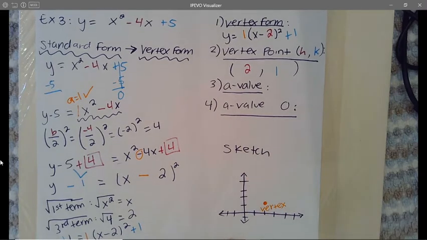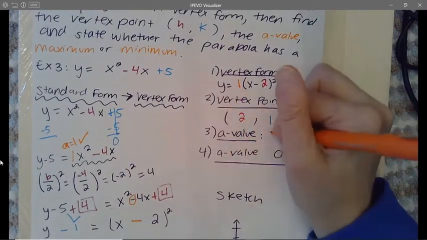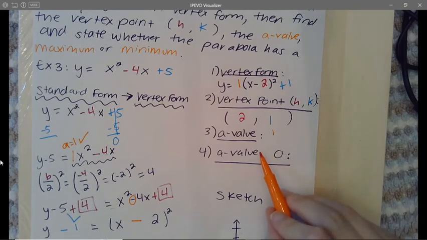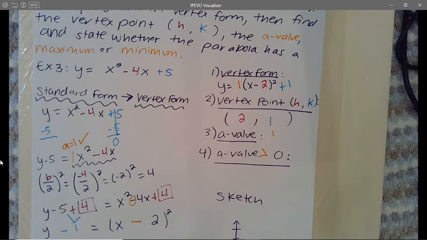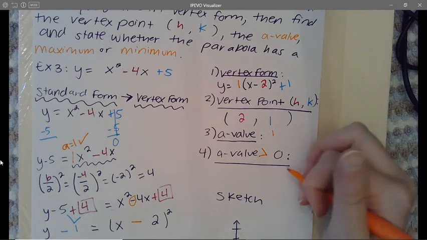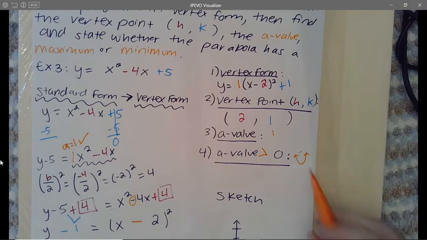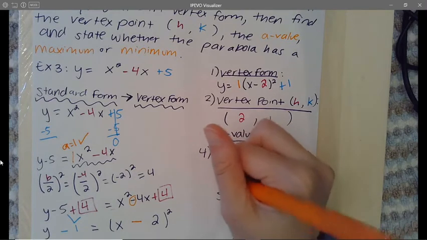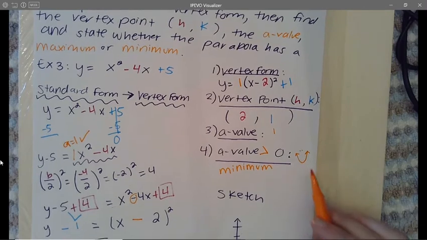All right, and then the a value tells me which way my parabola is going to face. So my a value is a 1. And is 1 greater than 0 or less than 0? Is it positive or negative? Well, 1 is positive, which means the a value is greater than 0. When the a value is greater than 0, it's positive, which means it's a happy face. And happy faces have minimum points. So this is a minimum. So we know the parabola is going to be facing up.